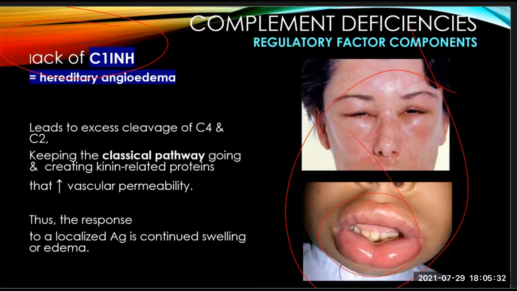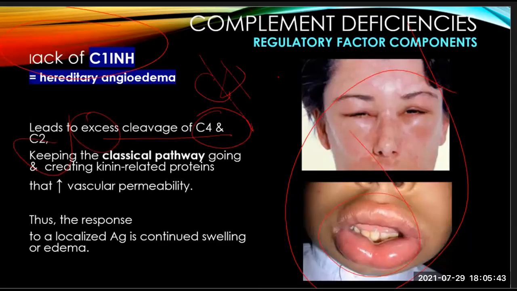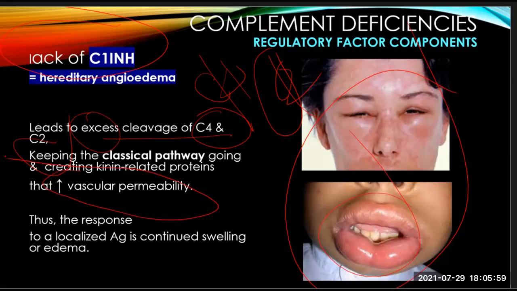So, lack of C1 INH results in excess cleavage of C4 and C2. So, maraming C4. Excess cleavage, nakikleave. C4 is broken down, C2 is broken down, keeping the classical pathway going and creating kinin-related proteins. So, bakit ba? Kung maraming kinin-related proteins, kasi these proteins increase vascular permeability. Thus, the response to a localized antigen is continued swelling, or edema. Di ba? The edema can be subcutaneous or within the bowel or upper respiratory tract.